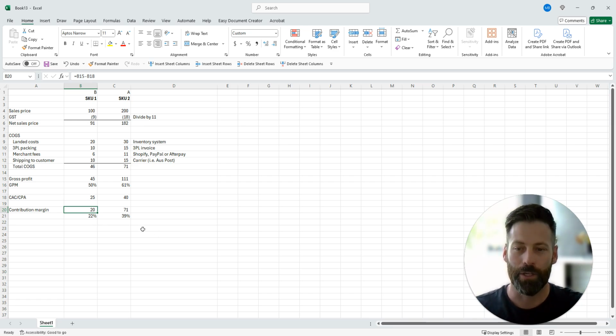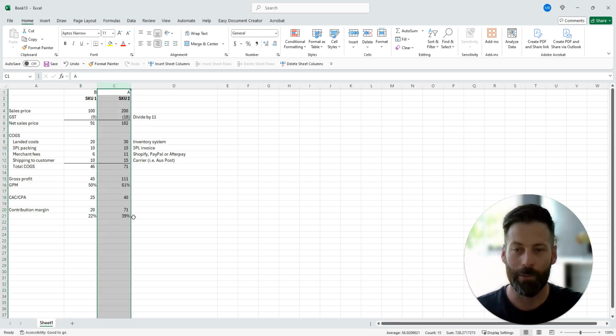So by understanding your unit economics, you can understand where you're going to put your money and what's going to get you the best return. Like I said, if I was this business owner, I would be putting all of my ad spend, or as much of it as I could, into buying customers for SKU 2 in this case.